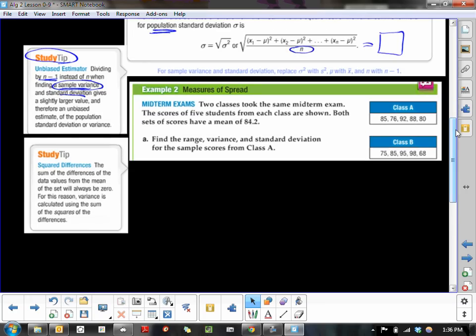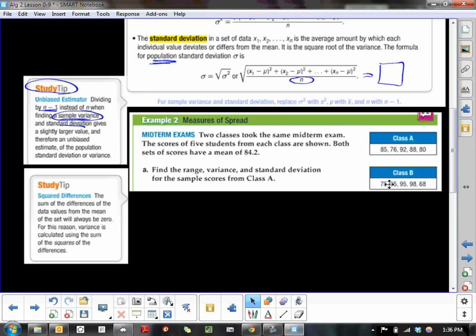Two classes took the same midterm exam. The scores of 5 students from each class are shown. Both sets of scores have a mean of 84.2. So the average for both of these classes, the central tendency, or the mean of the data, is 84.2. Even though they have the same mean, they may have a different spread or variance within their scores.